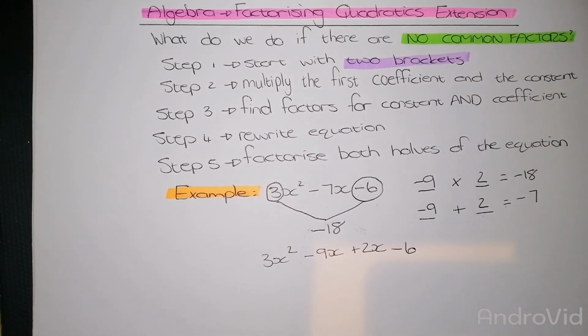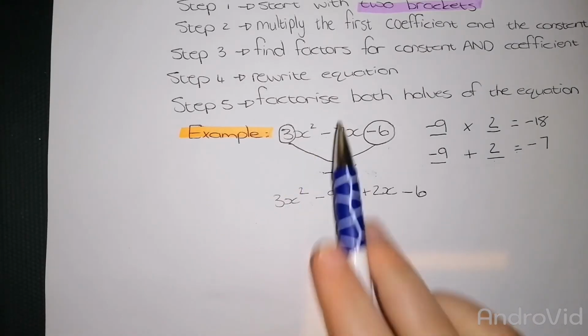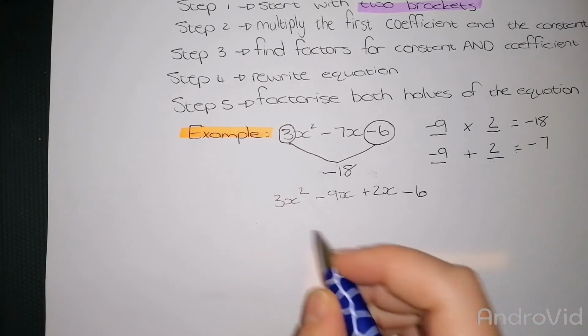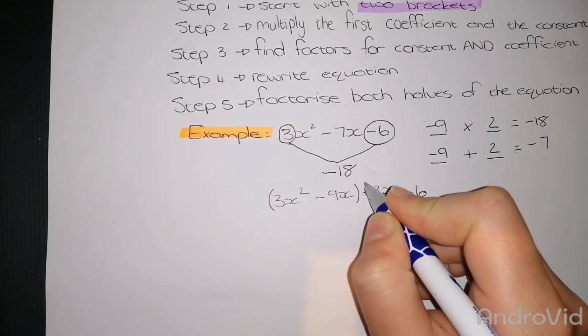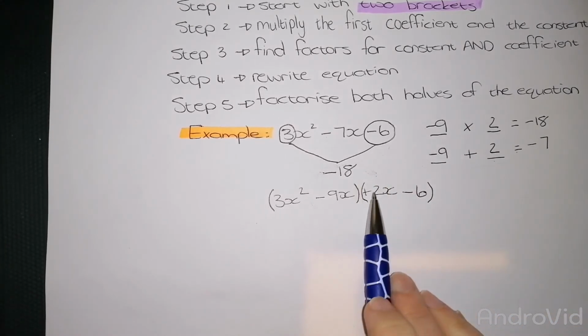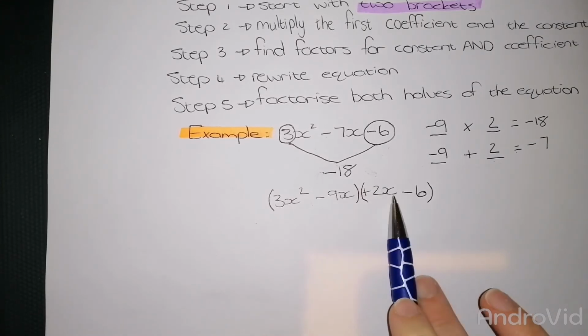Now I need to go into step 5, which is factorize both halves of the equation. So step 5 is divided into a little bit more than just factorizing both. Before we can factorize, we need to put brackets in. So I'm going to put the first two terms in brackets, as well as the last two terms. Please remember, the third term, whatever symbol it is, needs to be inside the bracket as well. Now I need to factorize both halves.